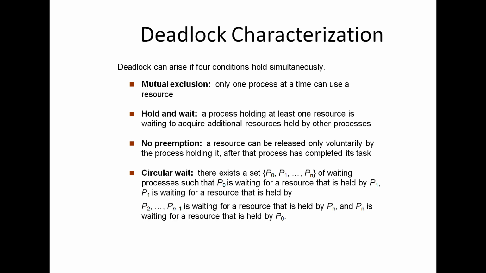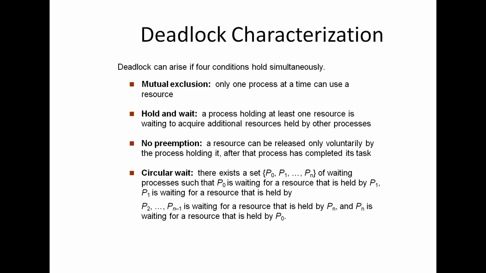What is meant by mutual exclusion? Only one process at a time can use the resource. This is called mutual exclusion. For example, assume that we have one printer available. The printer is one of the resources, so at any one time only one process can use the printer. If any 2 processes try to access the printer at the same time, then you may get the possibility of deadlock. This is called the mutual exclusion condition.